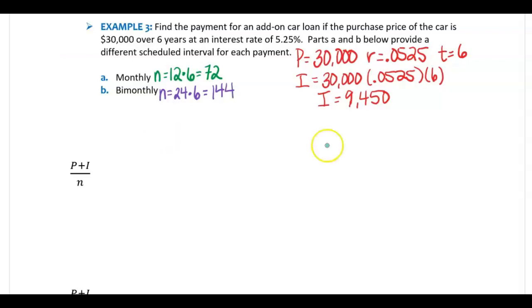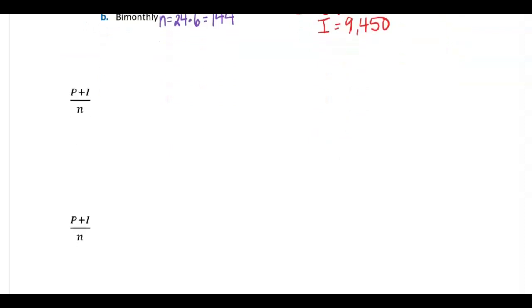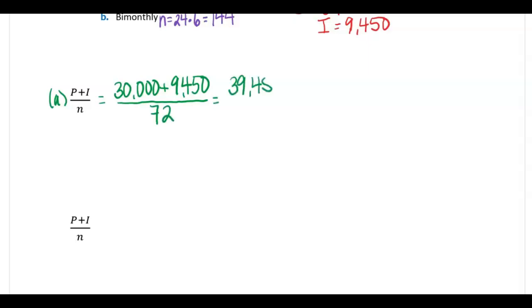So for part A, we need to take for the monthly the principal, which is $30,000, plus the interest, which is $9,450, divided by the 72 payments. This would give us $39,450 in the numerator, divided by 72 in the denominator.